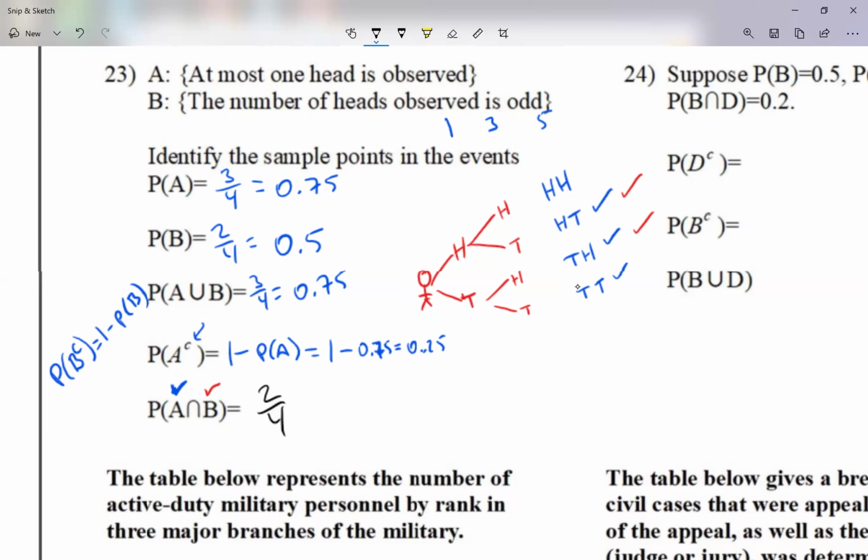So remember, intersection is, I checked it with both probability of A and probability of B. There were 2 out of 4. 2 divided by 4 is 0.5. Now, let's take a look at number 24.